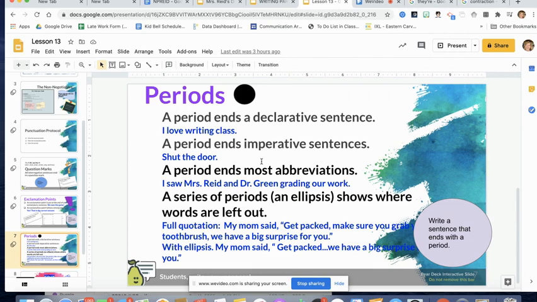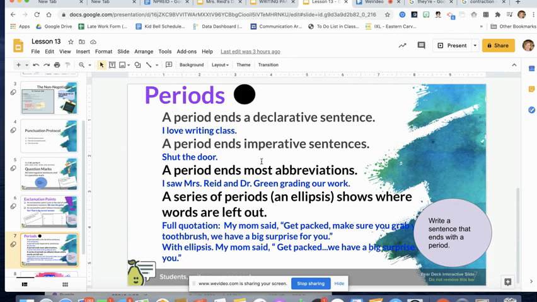A period ends an imperative sentence where you're giving kind of a direction. Shut the door, period. A period ends most abbreviations. So Mrs. Reed, Dr. Green. You're going to put a period right in behind the last letter of the abbreviation.